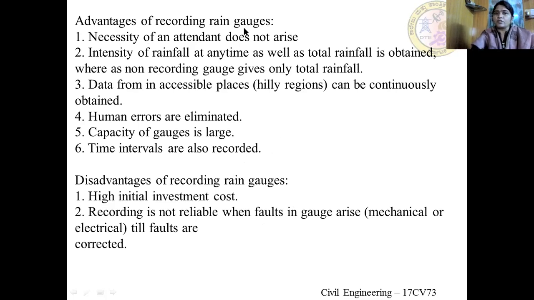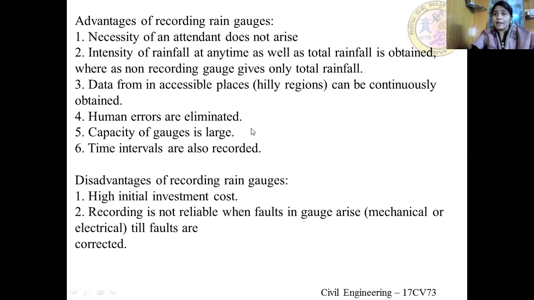So now, what are the advantages of recording rain gauges? Necessity of an attendant does not arise. So, in case of non-recording, what happens? An attendant, that is manual labor, is required. A person needs to go there. That is, he is the attendant who goes there. The collected water he measures and he records it. But in this case, no, the recording is done automatically. So no attendant is required. The intensity of rainfall at any time as well as total rainfall is obtained. Whereas in the non-recording gauge, it only gives us the total amount of rainfall.